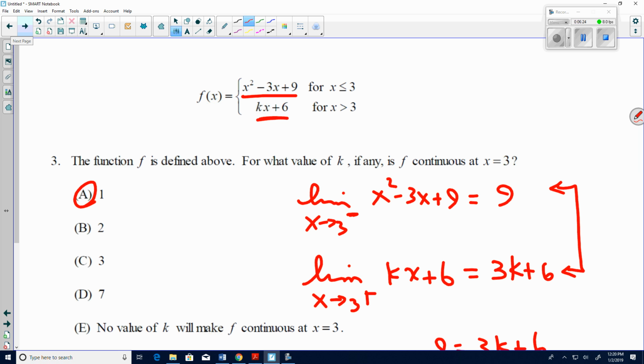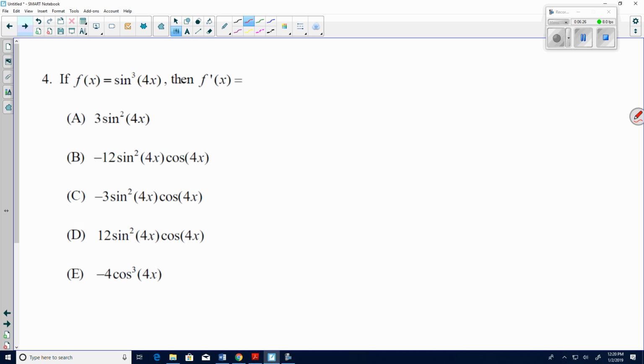Number 4. We're just doing a derivative. This looks like a simple chain rule problem. It's probably easier to write the problem as the sine of 4x, cubed, to more clearly see the 3 links in the chain.